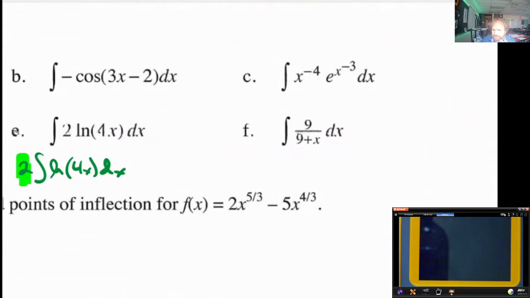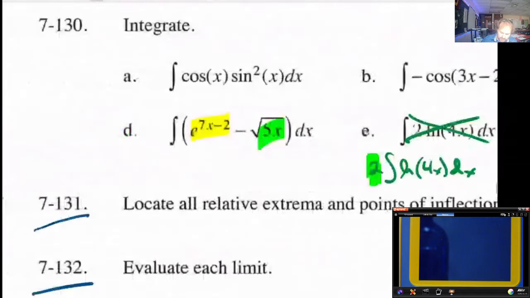And then question F, I suspect you could do this with u substitution also, but I think this might end up being like an inverse tangent or something like that. But it's not. It's going to be a natural log. Anyway, I'm not interested in these problems here. I think doing 3 is just enough for this assignment.